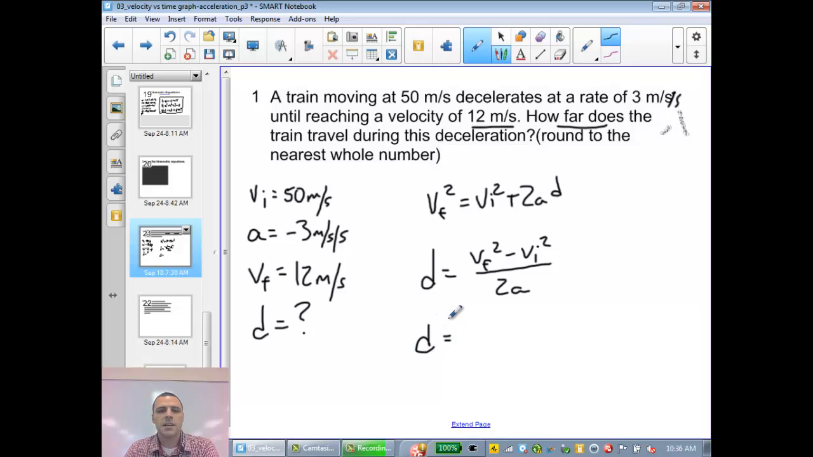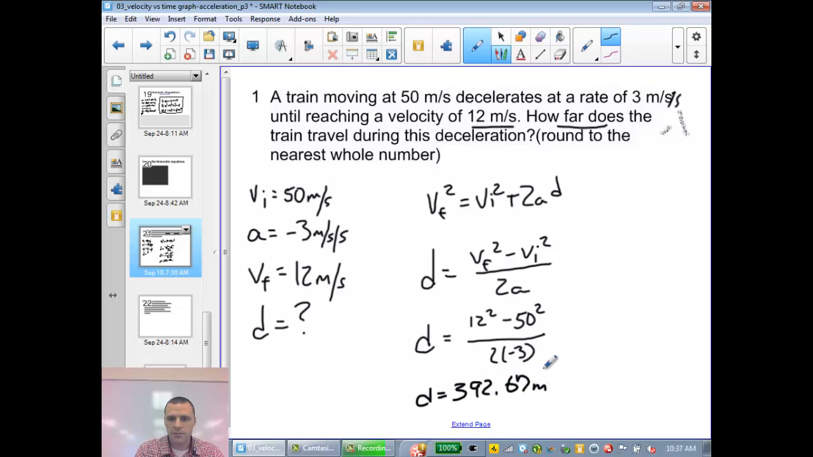And the next step is to plug in the numbers. So 12 squared minus 50 squared, divided by 2 times -3. I'll get out my calculator. You can get yours out. Divided by 2 times -3, and I end up getting an answer of 392.67 meters. And so that's how we would do a kinematic equation problem.